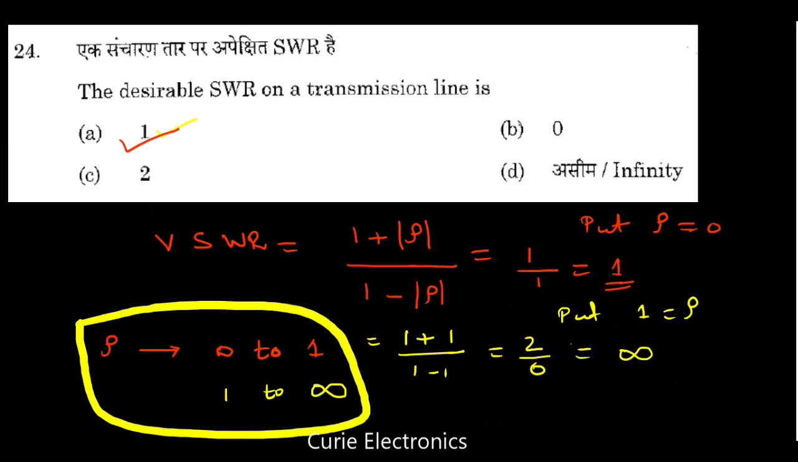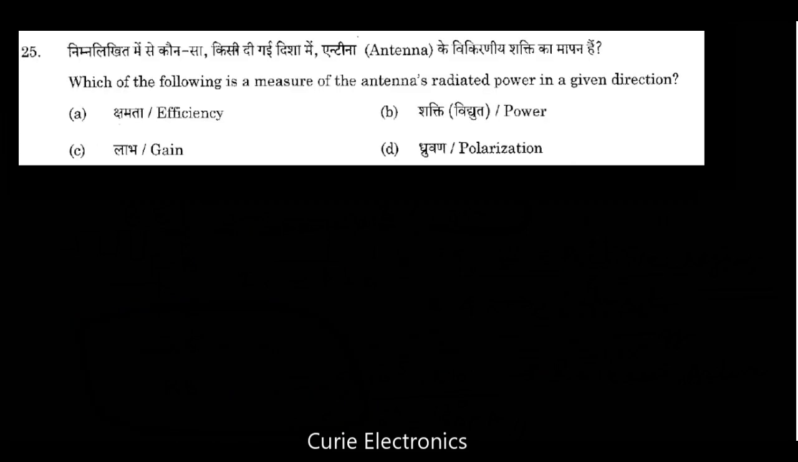Question number 25. Which of the following is a measure of the antenna's radiated power in a given direction? The answer is gain. An antenna is used to transmit RF power in a particular direction, so it is the gain in the given direction.